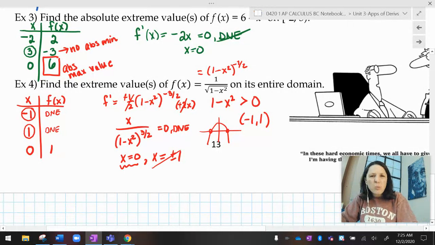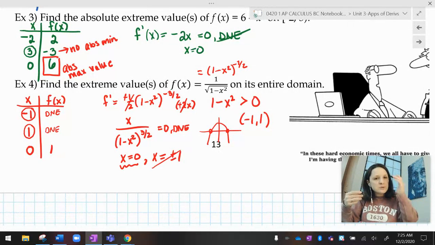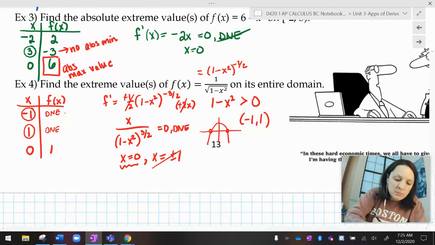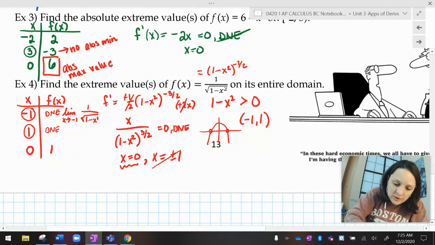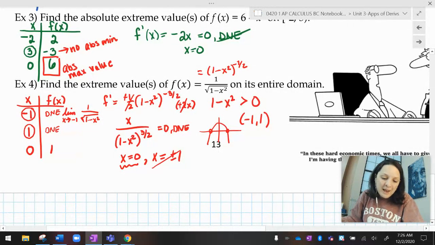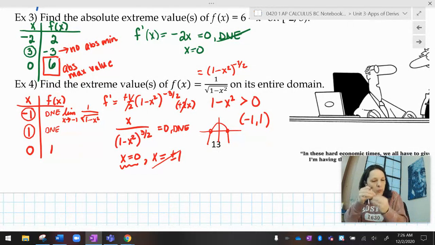Well, how do I know if 1 is a max, a min, or neither? Now we need to do some thinking here. We need to think about some limits. So right here, I want to think about the limit as x approaches -1 for 1 over the square root of 1 minus x squared. Well, as x approaches -1, my denominator is approaching 0, right? Because I'm taking the square root of 1 minus 1. My denominator is approaching 0.